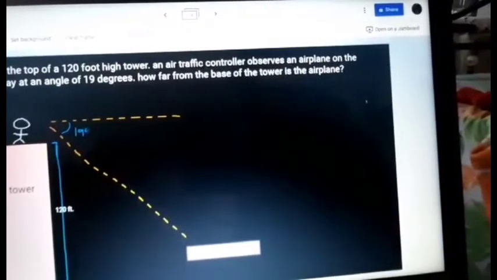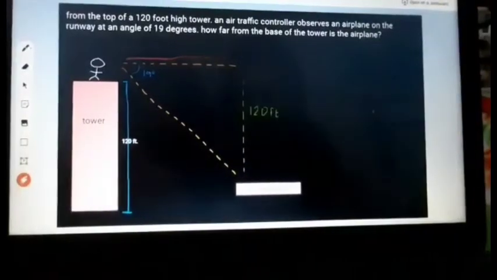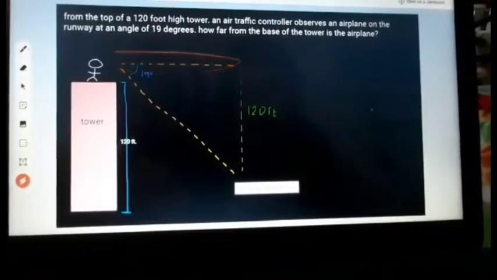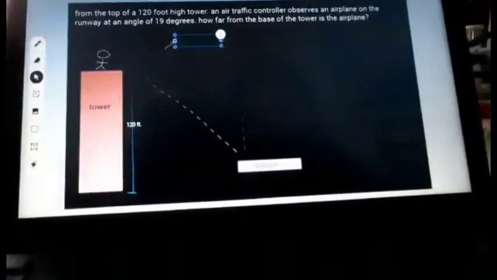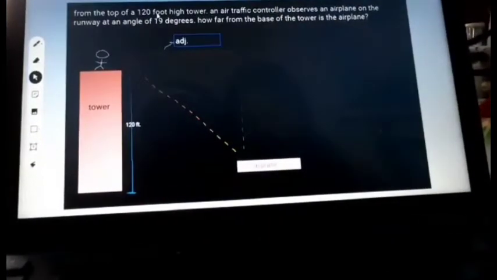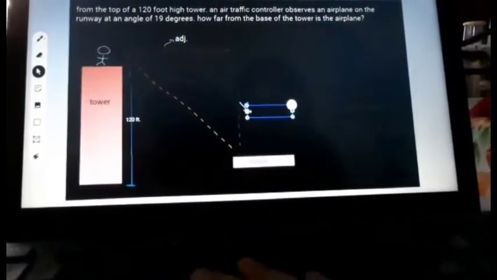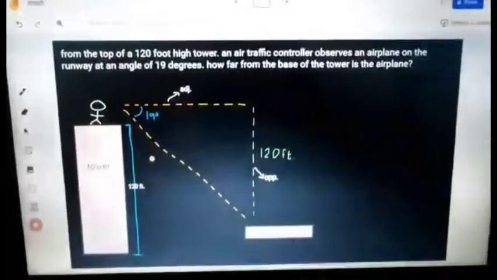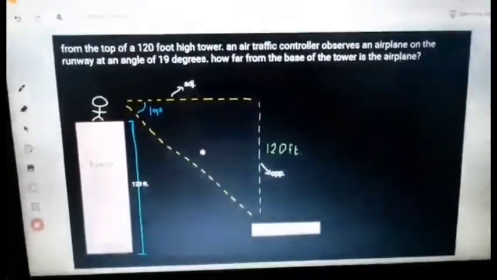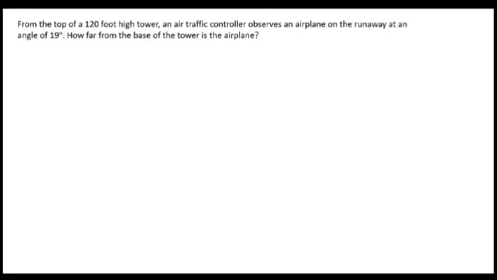Next, you need to identify which part of the triangle is this and which part of the triangle is this. This part is the adjacent and the other part is the opposite. It says at the last part of the problem, how far is the base of the tower. From the top of a 120-foot high tower, an air traffic controller observes an airplane on the runway at an angle of 19 degrees. How far from the base of the tower is the airplane?